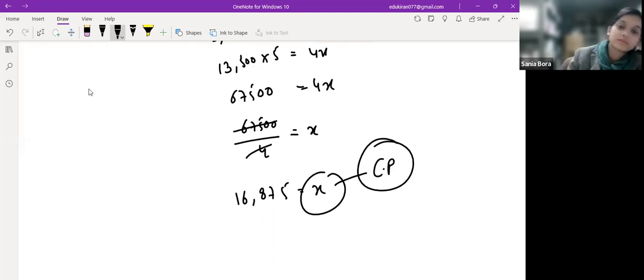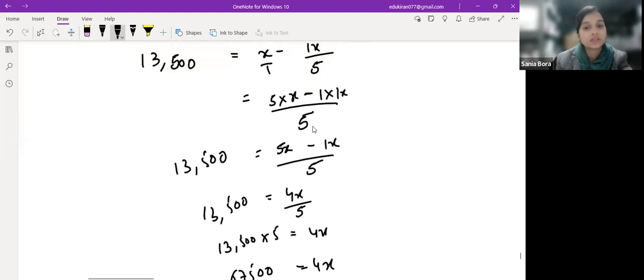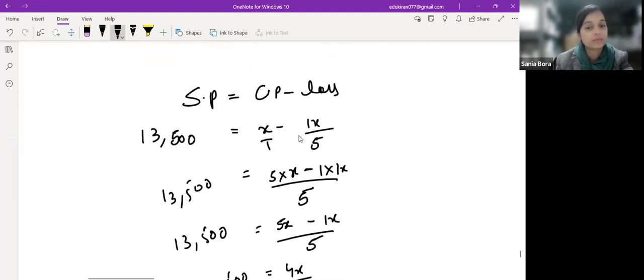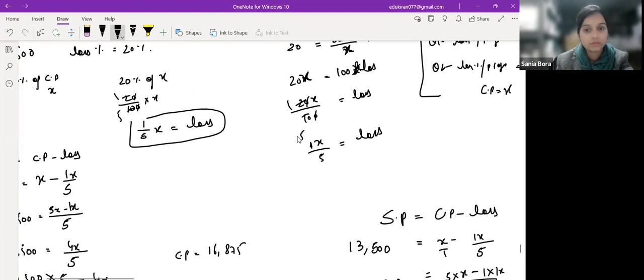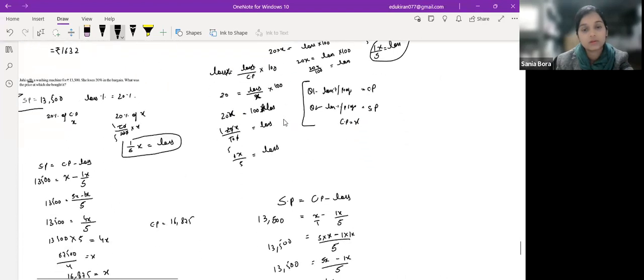Fine? Yes, ma'am. Right? So, those who are facing difficulty solving this, don't worry. When we do rational numbers, I'll teach this concept again. Okay? So, now everybody can write it down. Okay? And then we will move to the next part.